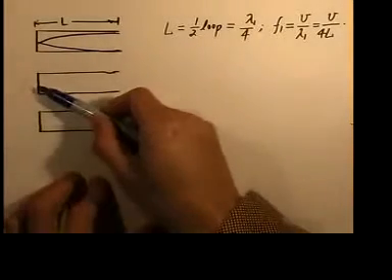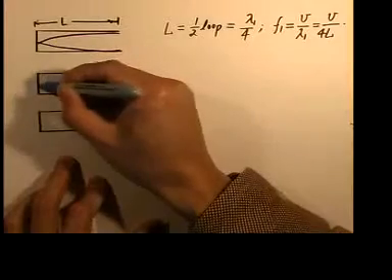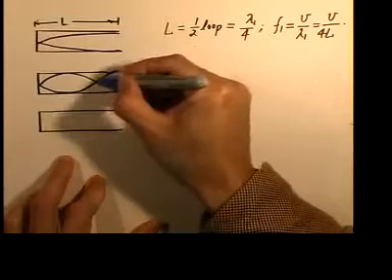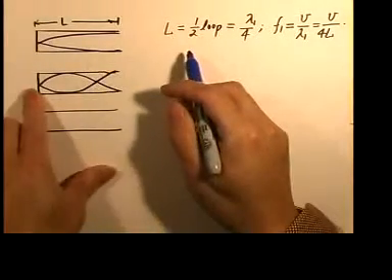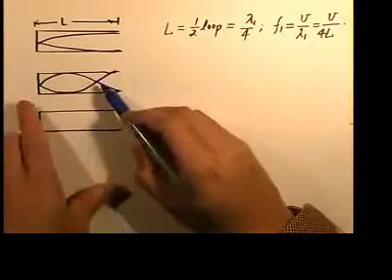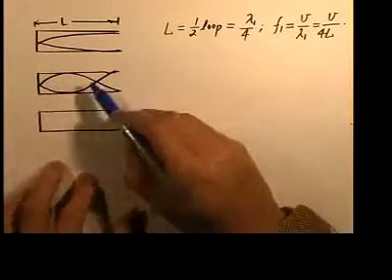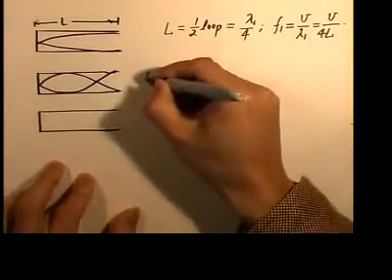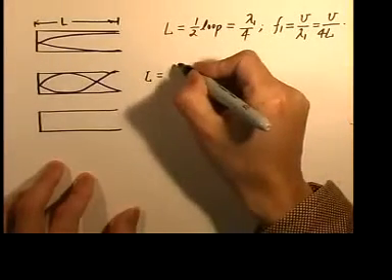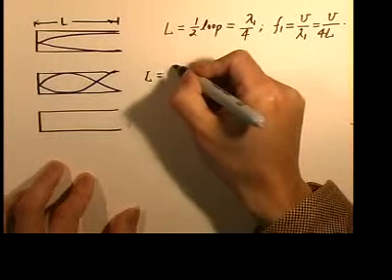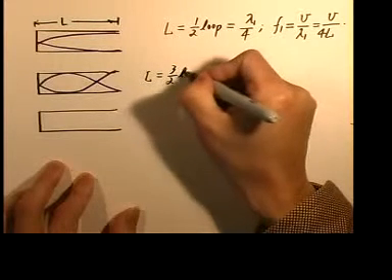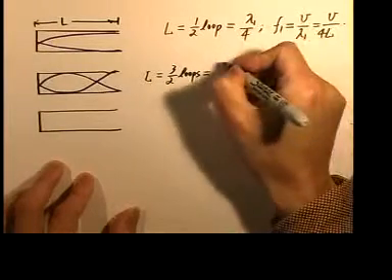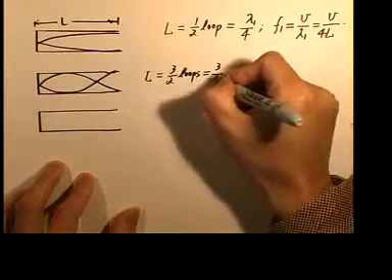Now, next, let's draw another possibility. Again, we want to keep this end a node and this end an antinode. So how about something like this then? All right, that works too. Node and an antinode. But this time I have squeezed in 1.5 loops in between the same length L. And therefore, I say L equals, this time, 1.5 loops. In other words, 3 over 2 loops. And you know each loop is half a wavelength, so this will be 3 over 4 lambda.